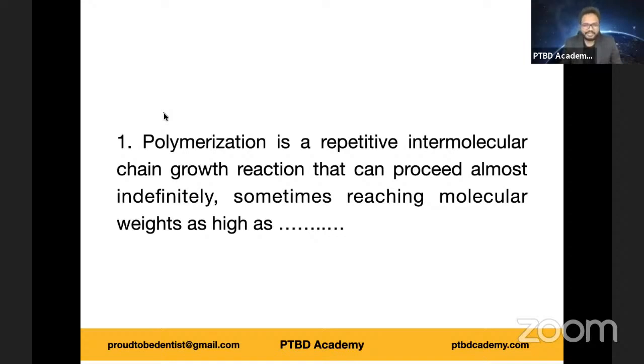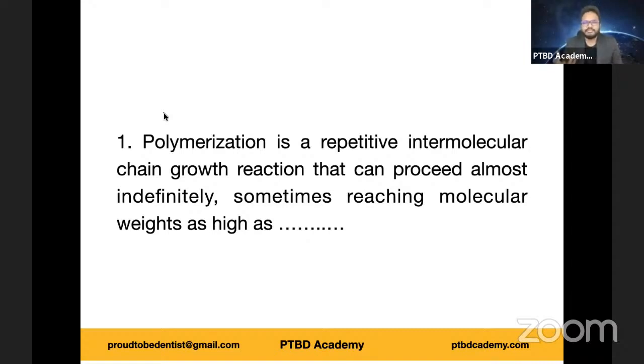The reason why I'm smiling is I just checked Swadina's answer. Swadina seems to be very sharp. But you cannot answer it indefinitely. Indefinitely is not the right answer. I want you to give me a value. So molecular weights as high as... Hi, Dvaipayan. Oh, very good evening.